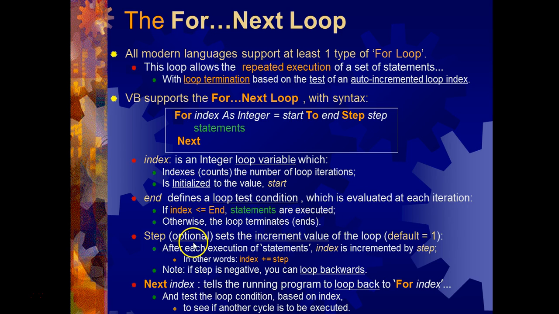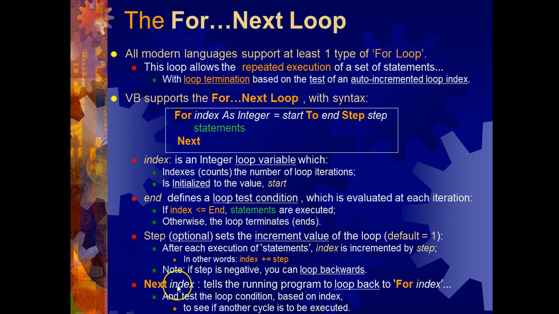Step is optional, so you don't have to have step. If you don't put in step, it's just assumed to be 1. But I tried step equals 2, I tried step equals 5, -5, and -2. After each execution of statements, index is incremented by step. In other words, index is this, right? Plus equals step. Now, if step is negative, you can loop backwards.